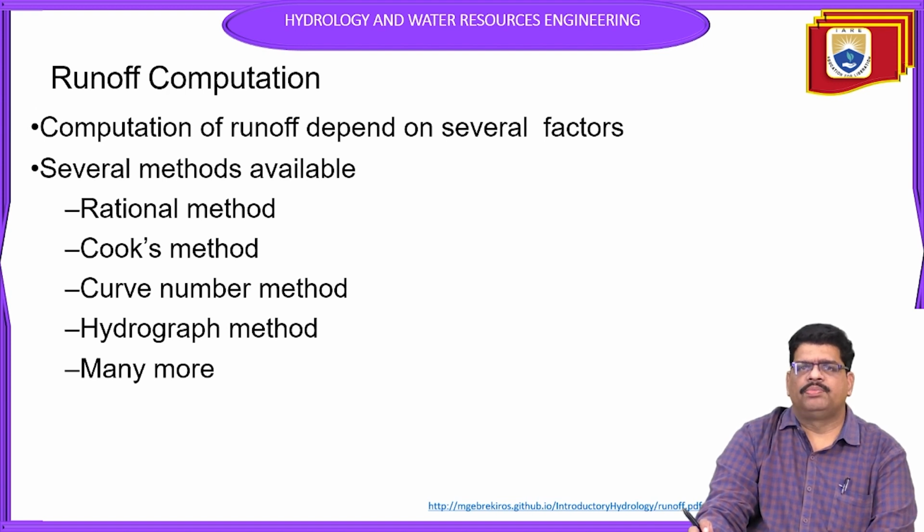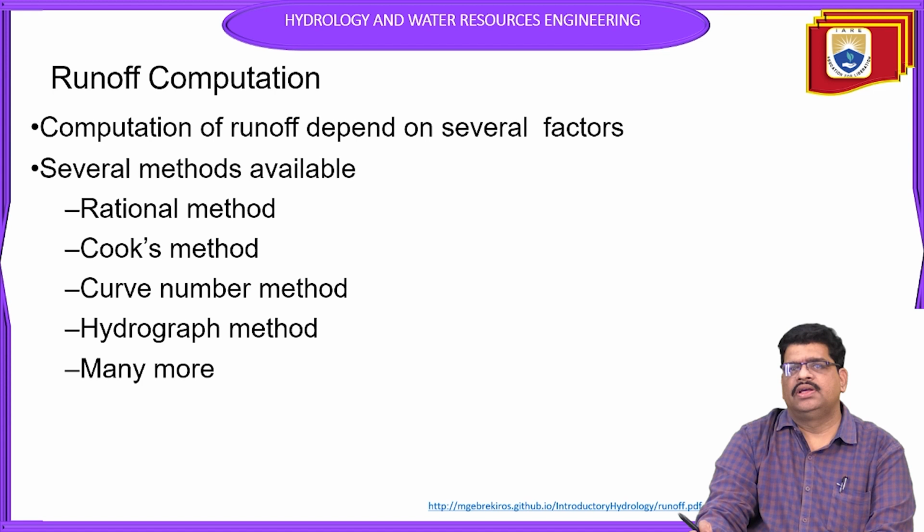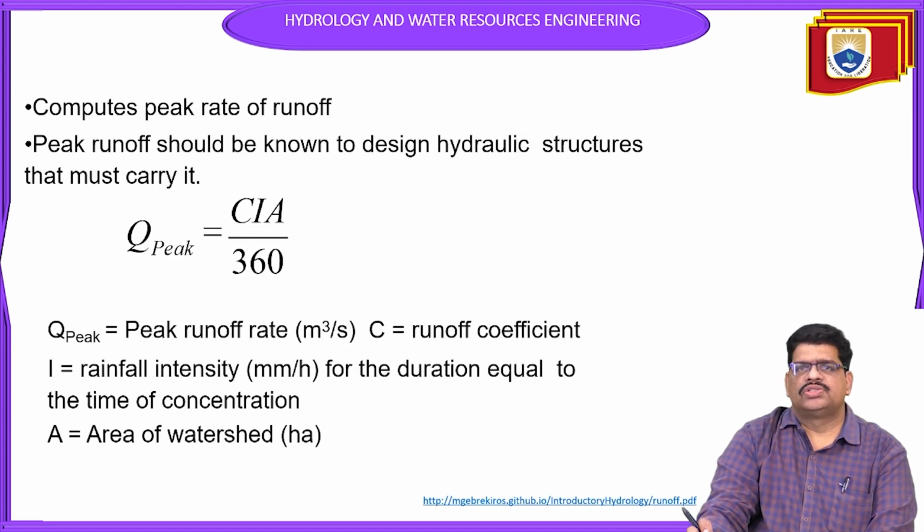Next, runoff computations. These depend on several factors. Several methods can be applied: the rational method, Crookes method, curve method, hydrograph method, and many more. The peak of the runoff can be calculated as Q = CIA/360, where Q is the peak discharge in meter cube per second, C is the coefficient of runoff, I is the intensity of the rainfall, and A is the area of the watershed.